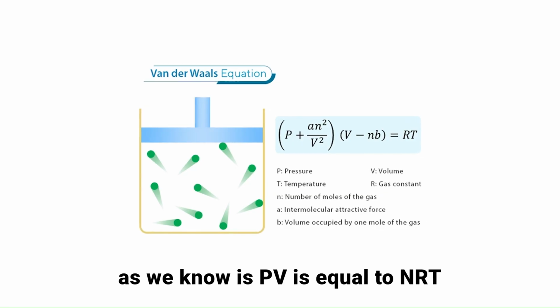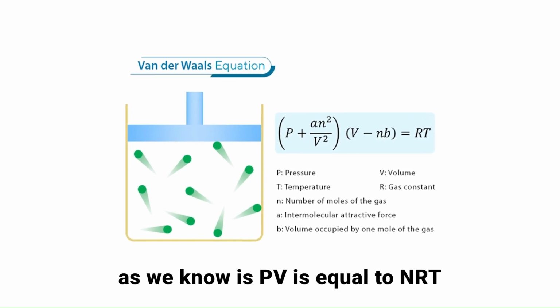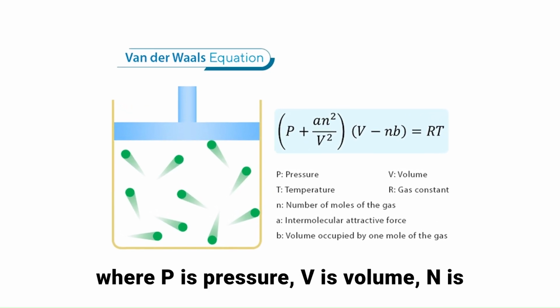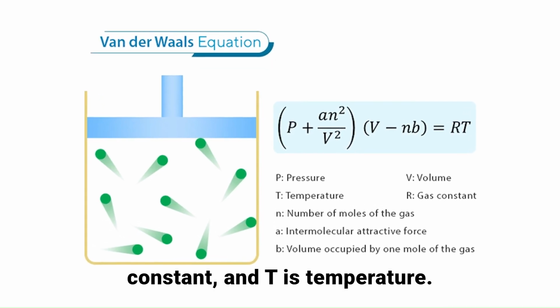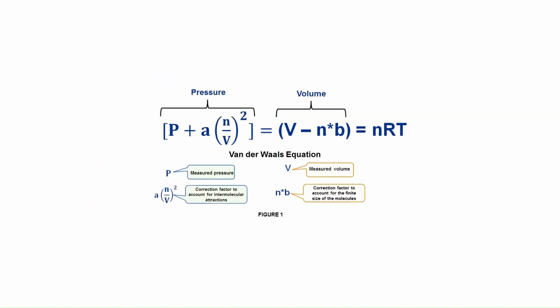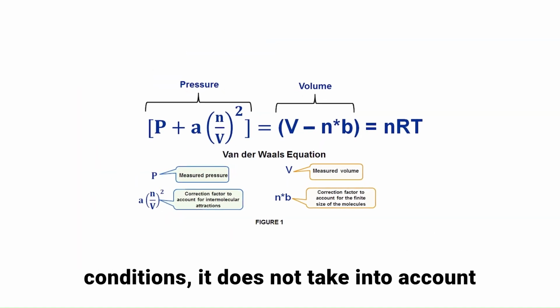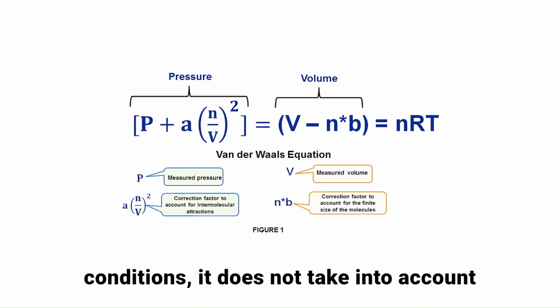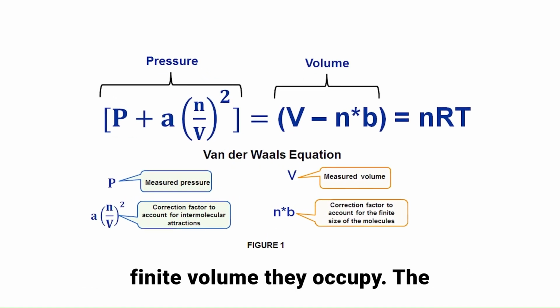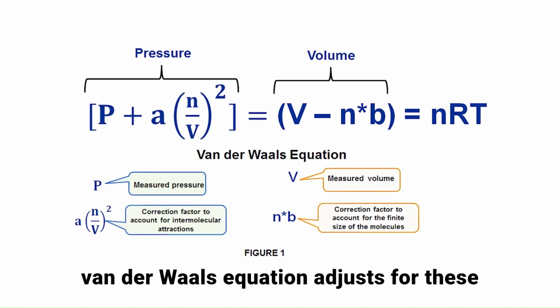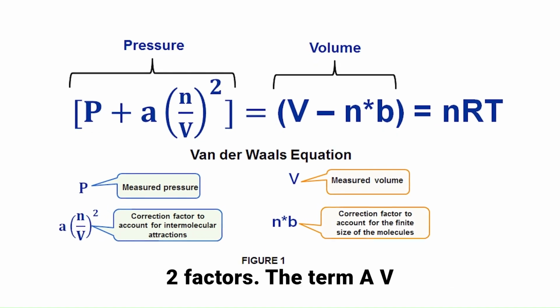To understand how the van der Waals equation works, let's break it down. The ideal gas law, as we know, is PV = nRT, where P is pressure, V is volume, n is the number of moles, R is the gas constant, and T is temperature. While this law works well under many conditions, it does not take into account the interactions between molecules or the finite volume they occupy. The van der Waals equation adjusts for these two factors.